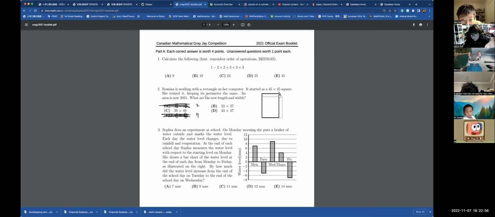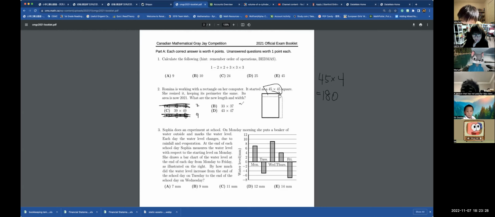So now they're starting with the 45 times 45. It started as a 45 times 45 square. She resized it, keeping its perimeter the same. Okay, what does perimeter the same mean? We learned today that the original perimeter is 45 times 4, equals 180, right? So in order to keep this at 180, you have to check whether the two sides added together make 180.